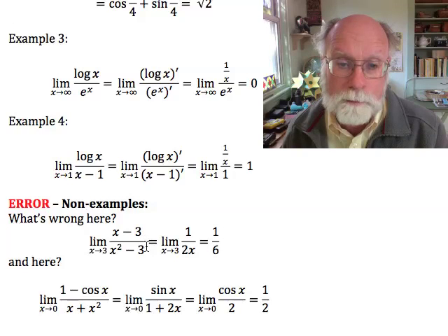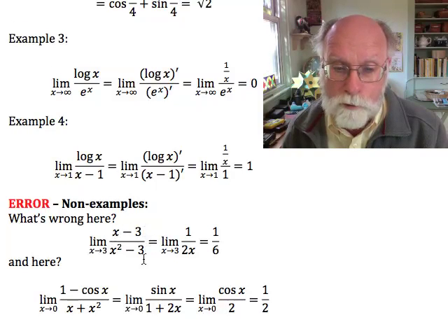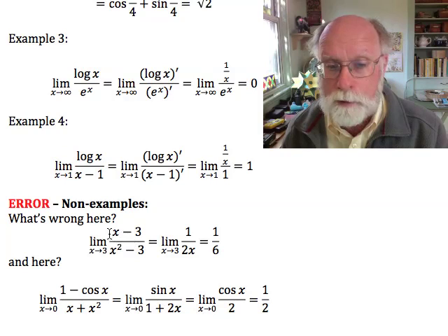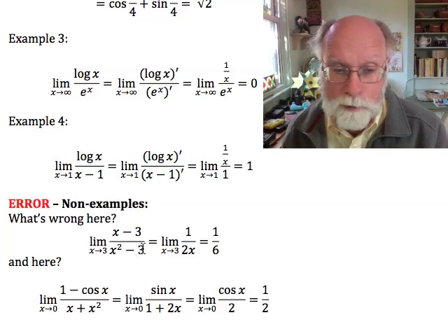Well, back at the beginning, we do not have a 0 over 0 form. The numerator goes to 0, but the denominator goes to 3 squared minus 3, which is 9 minus 3. So the limit of the denominator is 6. So the limit is 0 for the quotient, and L'Hopital's rule does not apply.